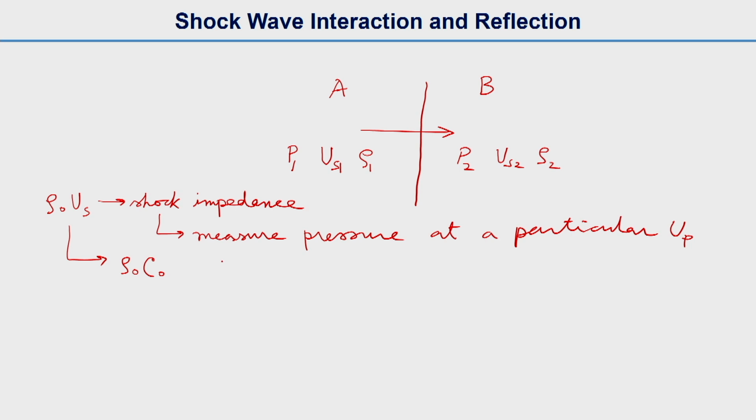C naught is, as we know, the sonic wave velocity, and rho naught is the initial density of the medium.